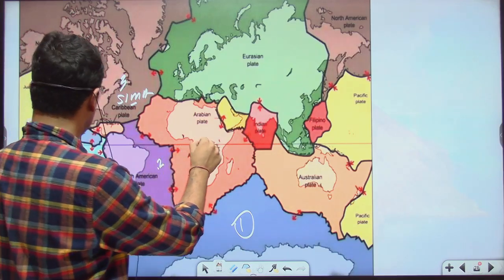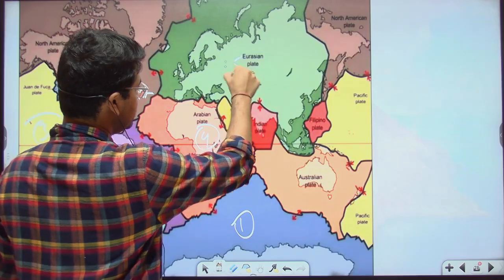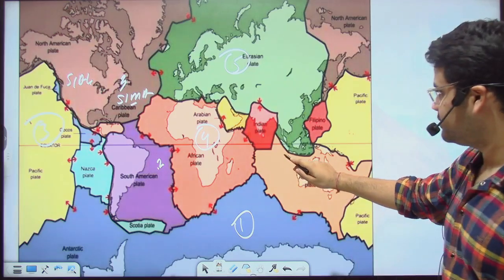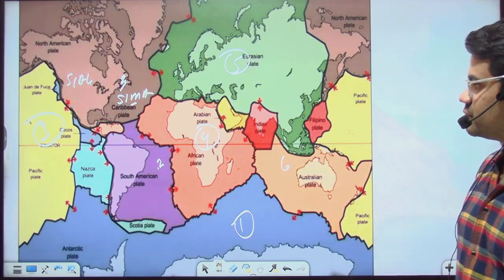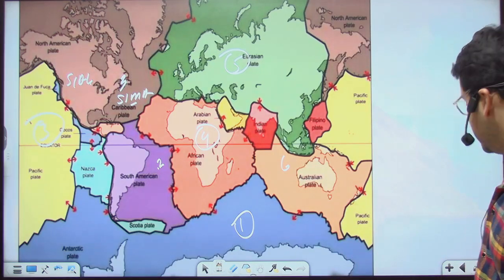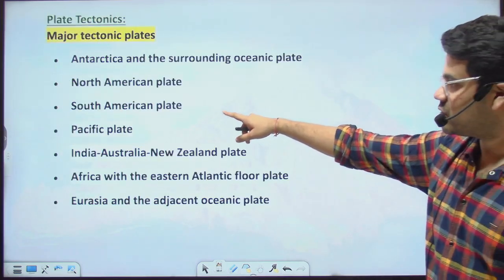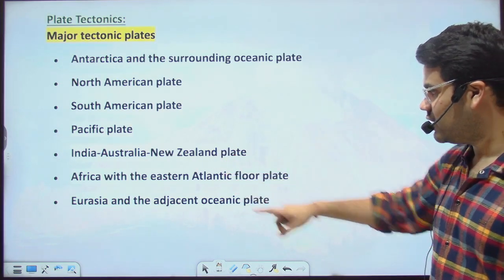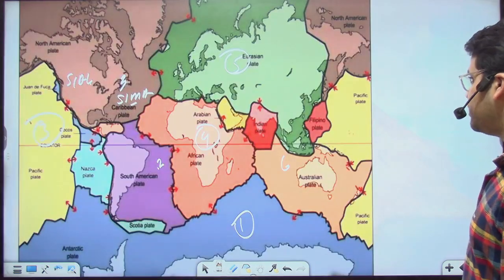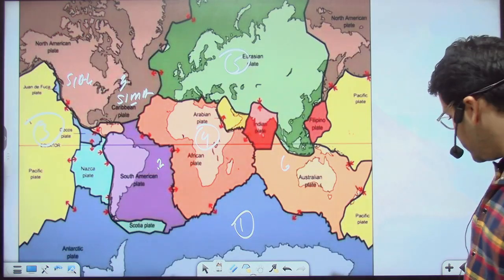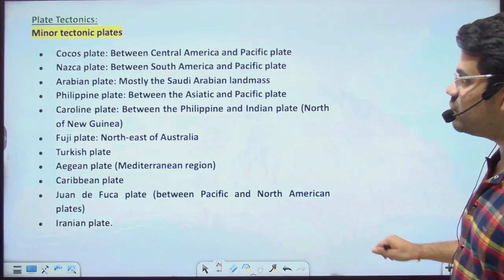African plate, fourth plate. Eurasian plate, fifth plate. Indo-Australian plate, sixth plate. Okay, so these are the prominent major plates: Antarctica, North America, South America, Pacific, Indo-Australia, Africa, and the Eurasian plate. This is the Eurasian plate. Okay, so these are the 7 major and 22 minor plates.